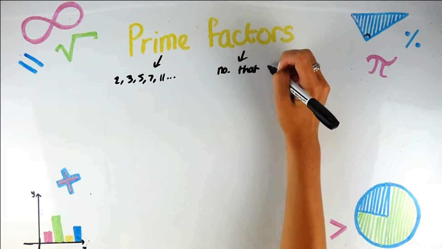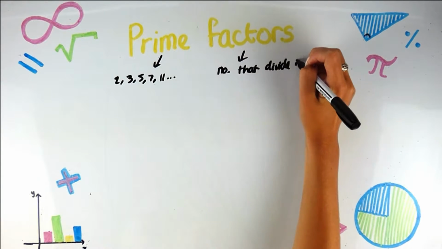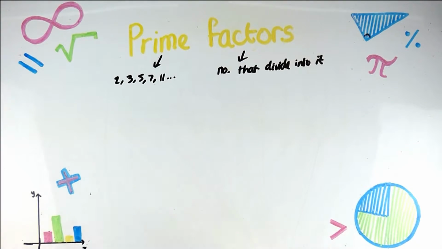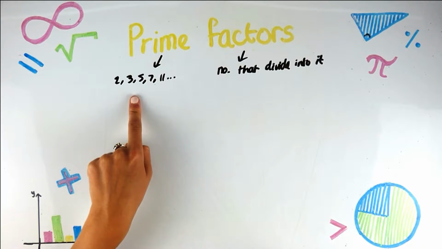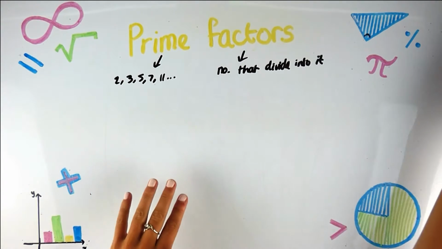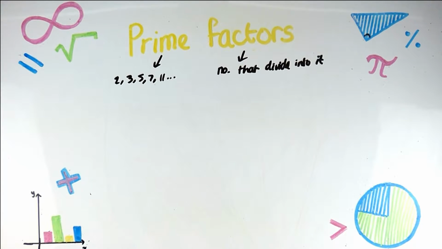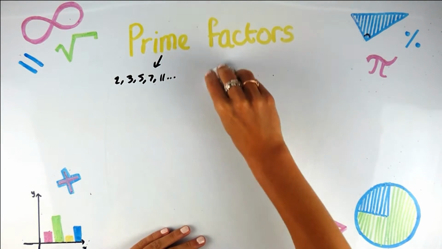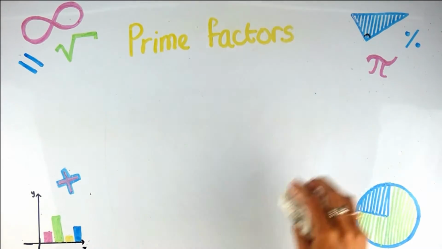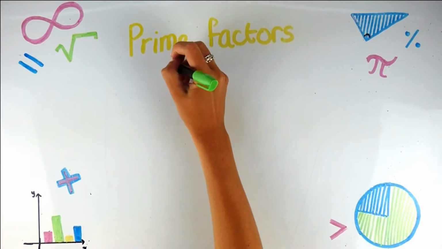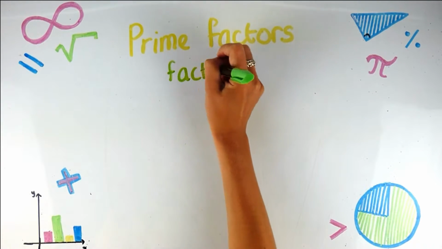numbers that divide into it. So if we put these two facts together, we want the numbers that divide into it that are prime. So you can kind of think of it as factors prime. So the way we work these out is actually quite nice, and you've probably all heard of it before, but we have the factor tree.